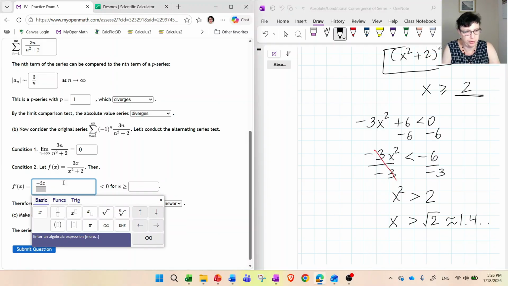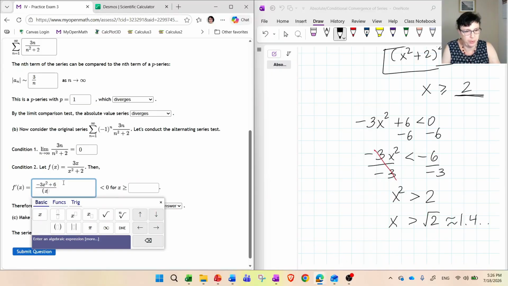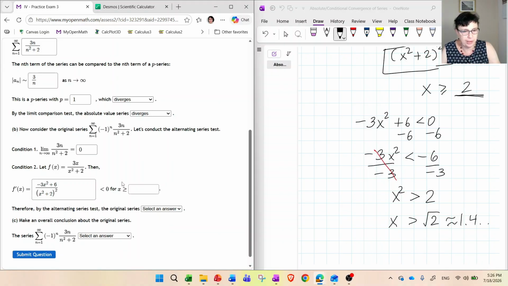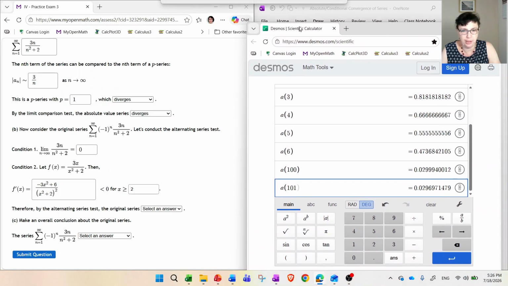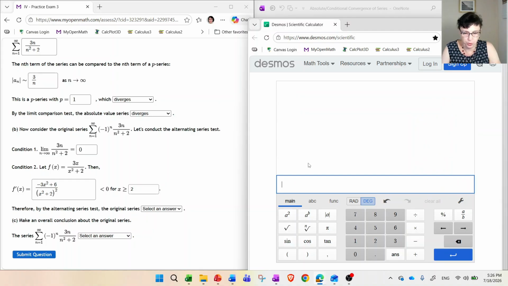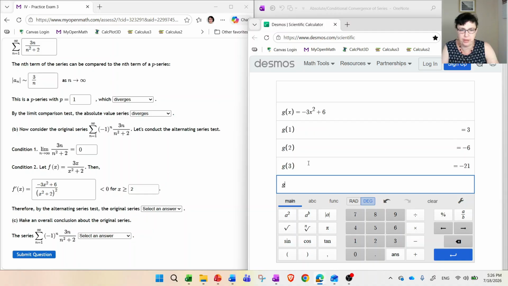Okay, so we are going to enter this negative 3x squared plus 6 divided by x squared plus 2 squared. And starting with 2, this is going to work. Now, if you don't believe me, you can just literally plug this into the calculator. Only the top. You don't have to plug the whole thing. So let's just say g of x equals negative 3x squared plus 6. Eventually, it'll start being negative. So if you try 1, no, it's not. If you try 2, yes, it is. So starting with 2, it is going to be negative. Once it starts being negative, it's going to continue being negative. So starting with 2, which is perfectly fine. The first few terms do not make any difference in terms of convergence or divergence of a series.